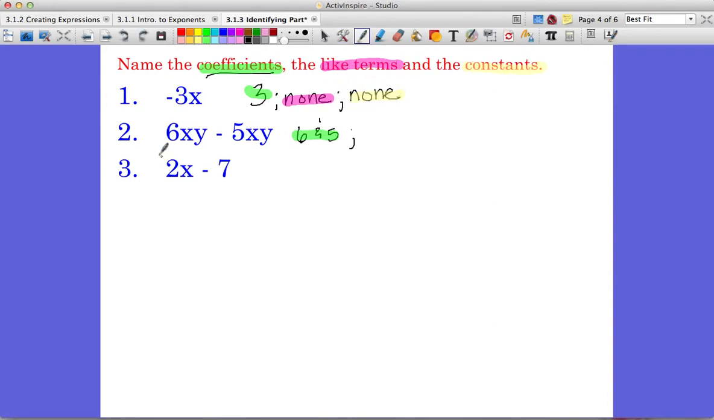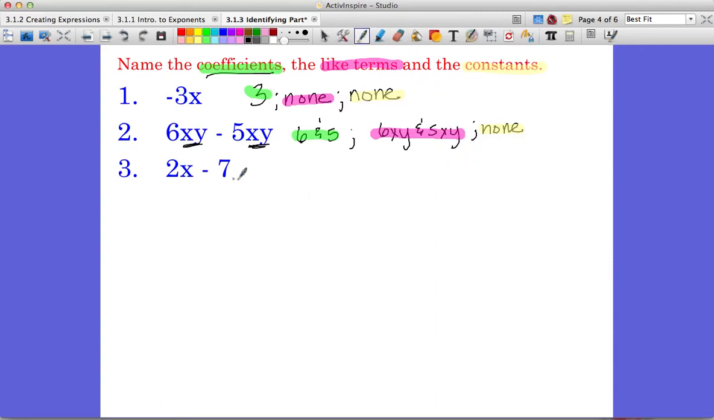So here, like terms, we have 6 times x times y, so x and y, and 5x and y. So the like terms are 6xy and 5xy. And the constants, since there are no numbers here without variables, there are none. So again, no constants. And those are your like terms.